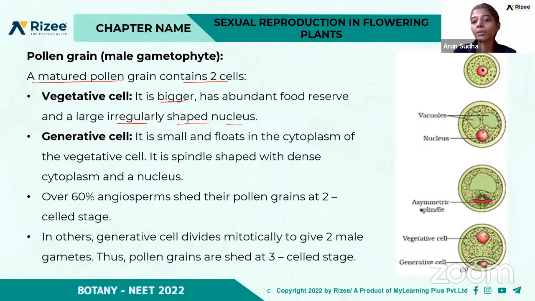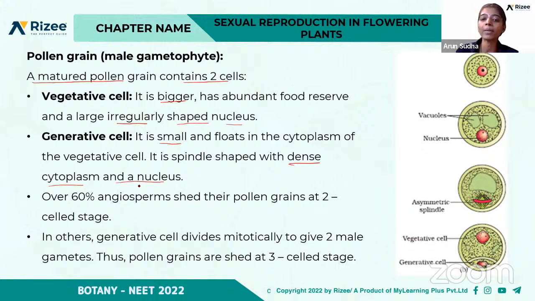So this is how the microsporangium is converted into a pollen grain, right? The mature pollen grain will have 2 cells, a vegetative cell and a generative cell. The vegetative cell is usually bigger, has abundant food reserve and an irregularly shaped nucleus. The generative cell is smaller in size and floats in the cytoplasm of the vegetative cell. It is spindle shaped with dense cytoplasm and a nucleus.